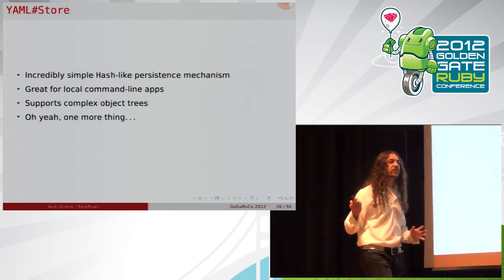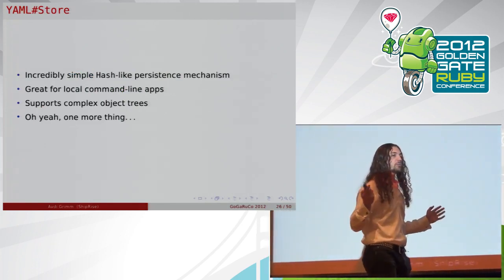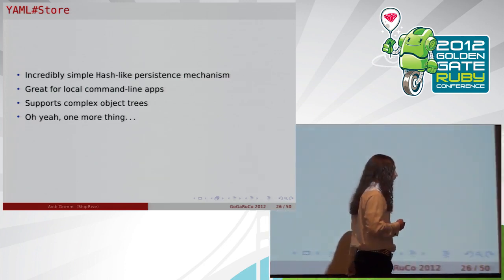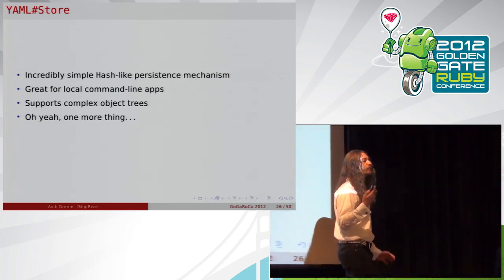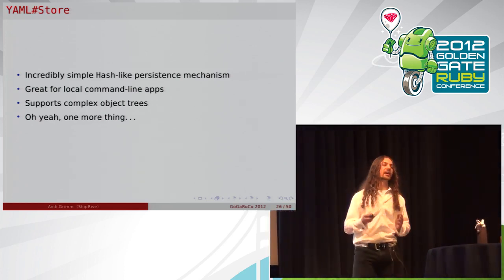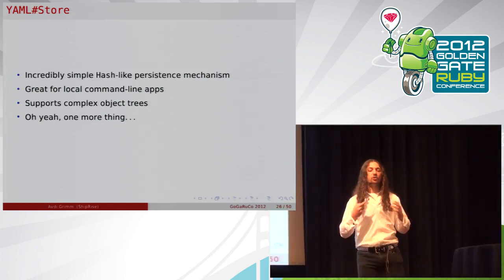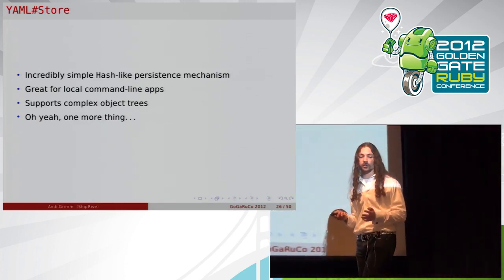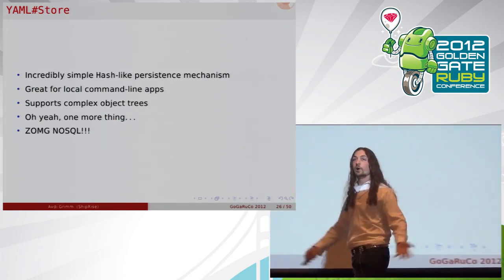So this is not something that you're going to be putting on your web server and serving out pages on. But if you have some kind of local command line application, this is great. It gives you an incredibly simple hash-like persistence mechanism that you barely have to think about. Supports complex object trees. And oh yeah, one more thing, it's pure Ruby.